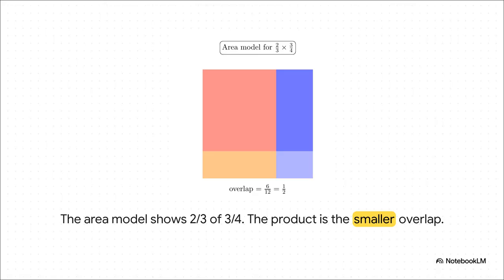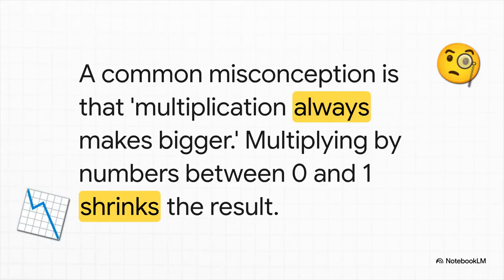But wait, the area model can handle this no problem. If you want to multiply 2/3 by 3/4, you can think of it as finding 2/3 of 3/4. It's the area where they overlap. And look at the answer. It's actually smaller than what we started with. Multiplication is now about taking a part of a part. And that right there shatters one of the biggest myths in math, that multiplication always makes numbers bigger.